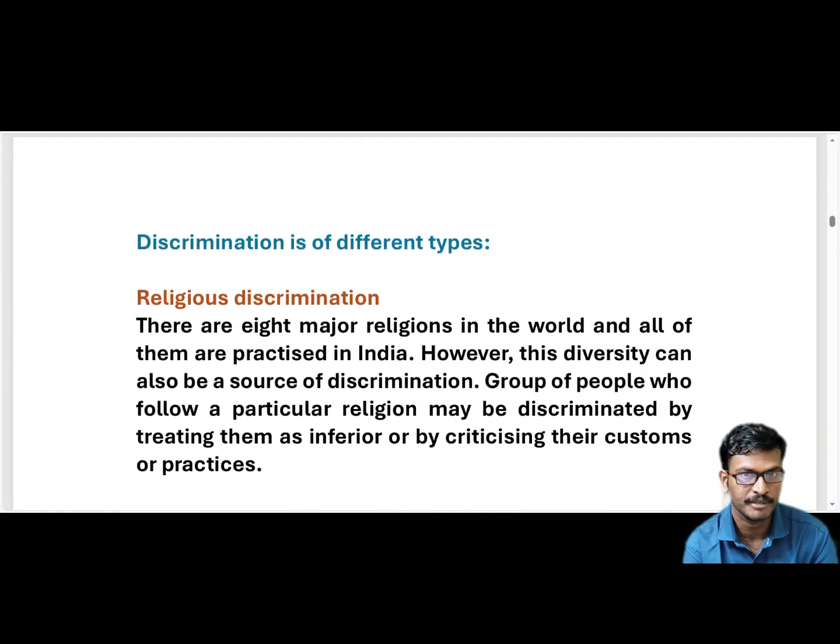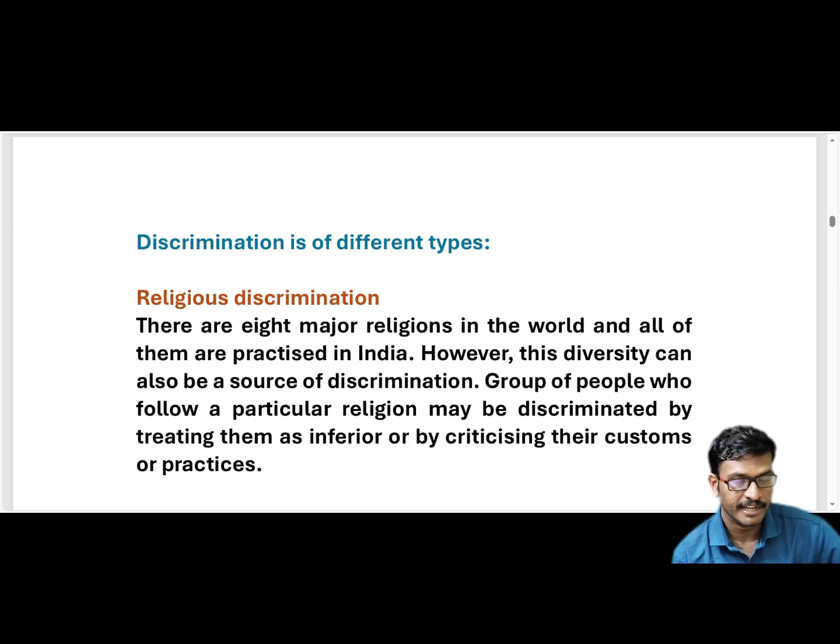Religious discrimination is based on religion, where we try to treat them as inferior to us. In Hindus also we show discrimination, which is caste-based discrimination. We will discuss this caste-based discrimination later. So this is all about religious discrimination: one religion treating another as inferior to itself.